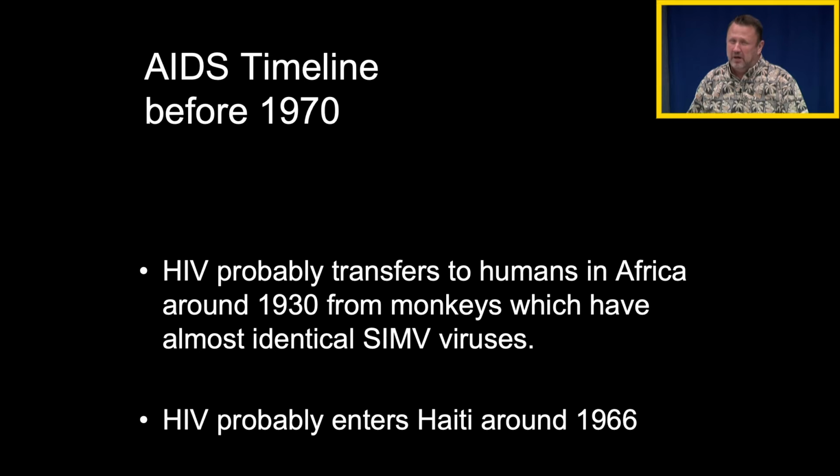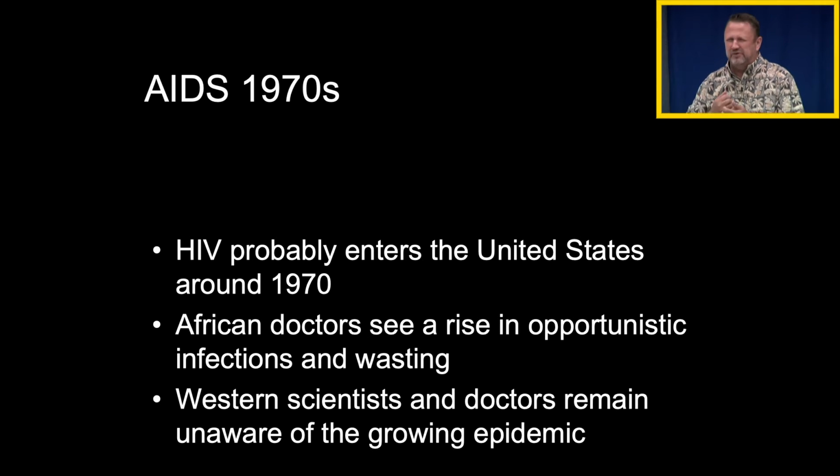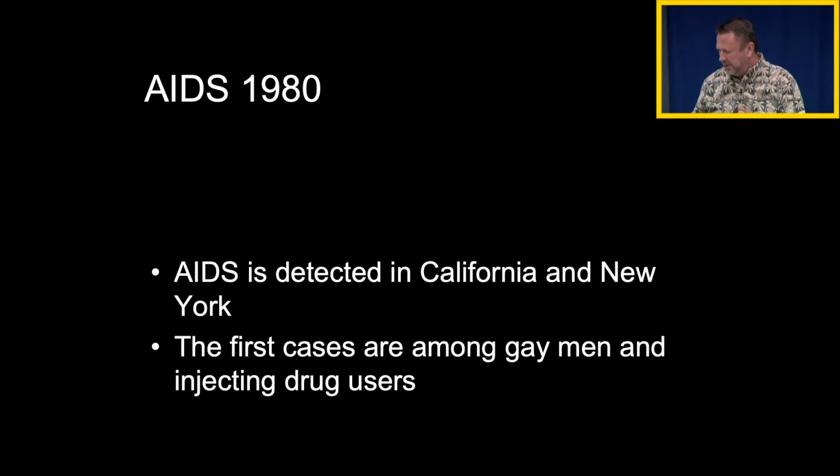HIV enters North America somewhere around the 60s. Those numbers vary, maybe in the United States around the 70s. By the 1970s, African doctors are seeing a rise in opportunistic infections and wasting. Cancers and tuberculosis and infections cause wasting, where the person's nutrition is so poor that they waste away, they become emaciated. But in the West and in Europe, doctors are generally unaware of what's going on until about 1980. We started seeing AIDS in California and New York. These were the first cases, and the very first cases were among gay men and injecting drug users.